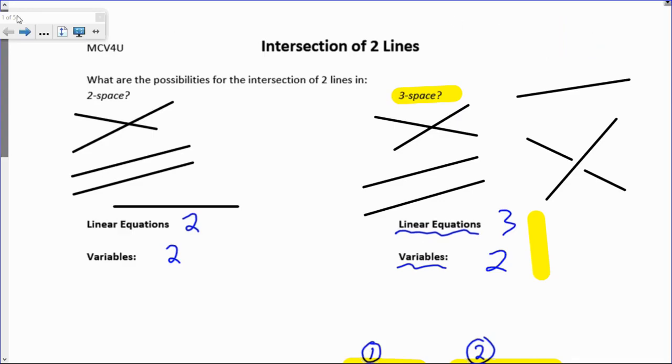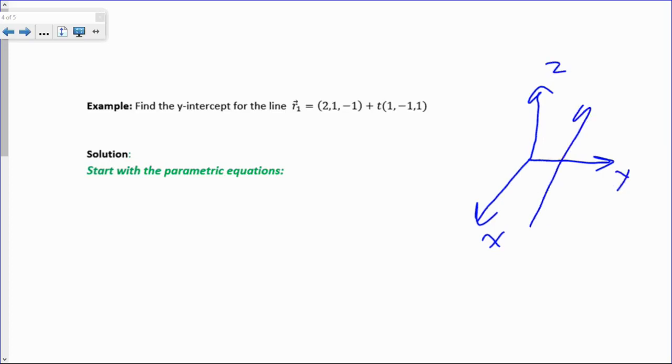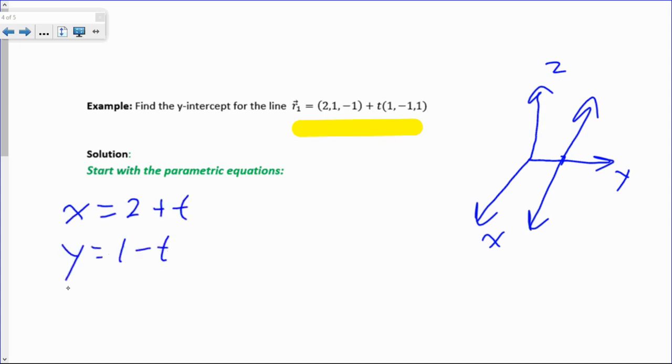I do have one other example to show you, and that's finding the y-intercept of a line. That's kind of like finding the intersection of 2 lines in 3 space, because the y-axis itself is in fact a line, and we want to figure out where this line crosses the y-axis. So again, we're going to start with the parametric equations. x equals 2 plus t, y equals 1 minus t, and z equals negative 1 plus t.